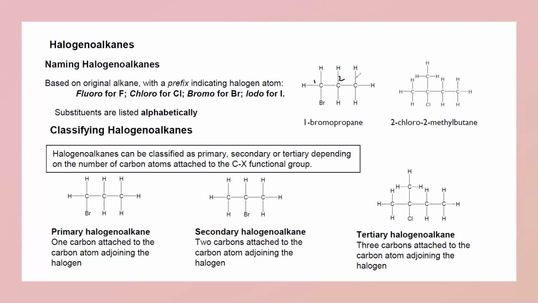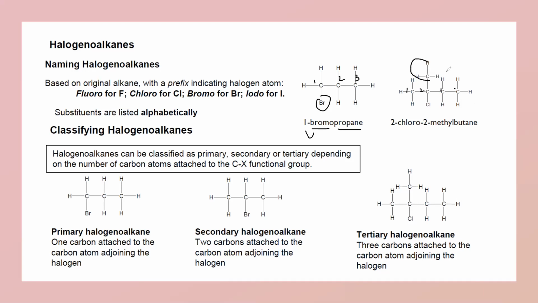So 1, 2 and 3. In the first position we have a bromine, so that's why it is 1-bromo, because the 3 carbons have single bonds. In this one, this is our longest chain, and when we number the carbons, 1, 2, 3, 4.